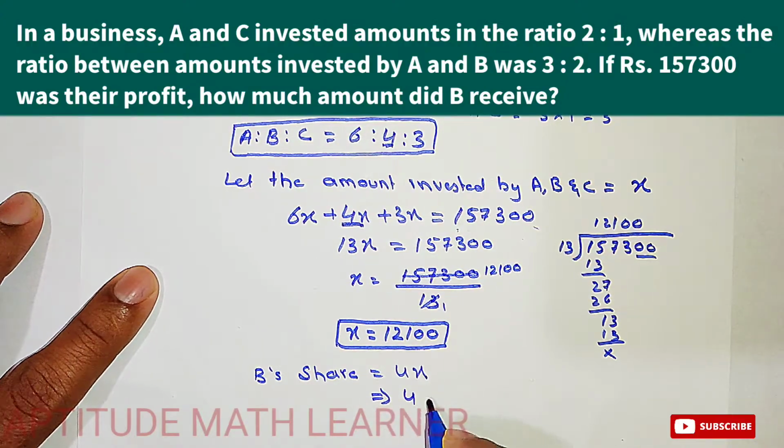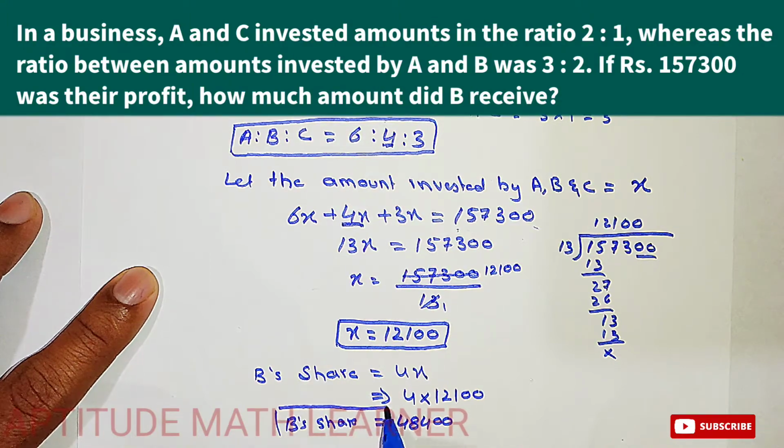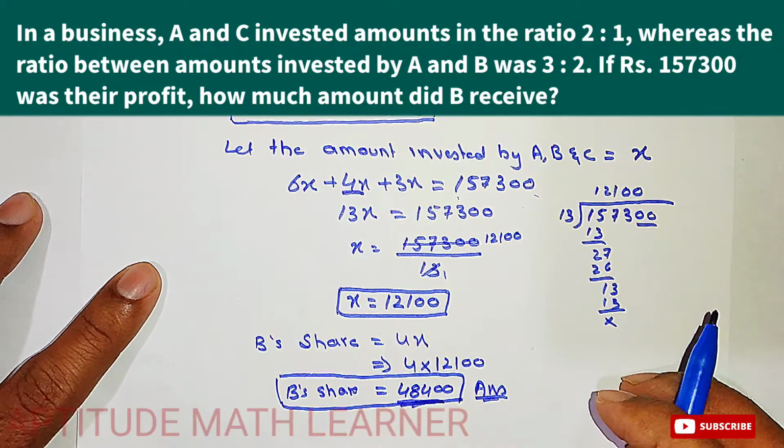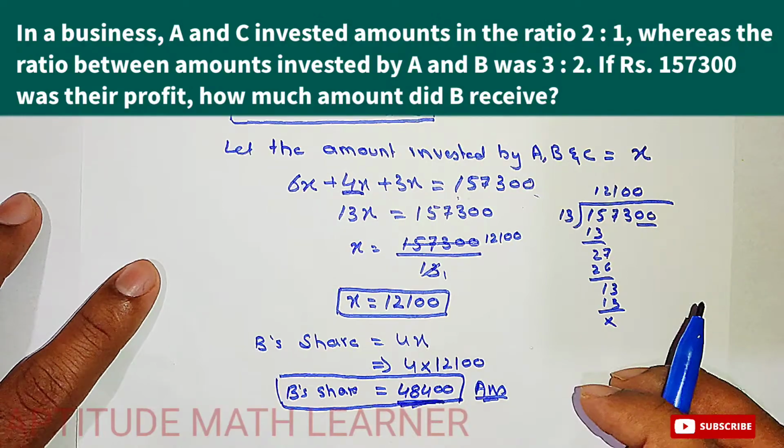This becomes 4 multiplied by the value of x, that is 12,100, and this becomes 48,400. So this is B's share, and this is our answer as well. So I think you have completely understood the question and the solving method.